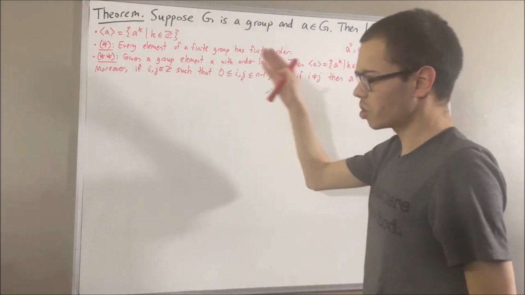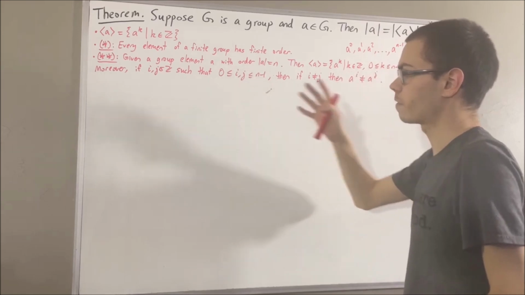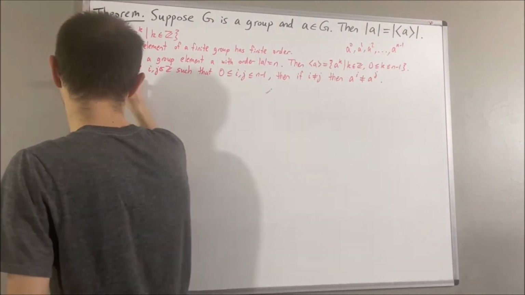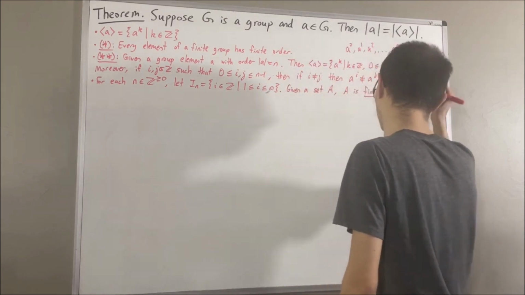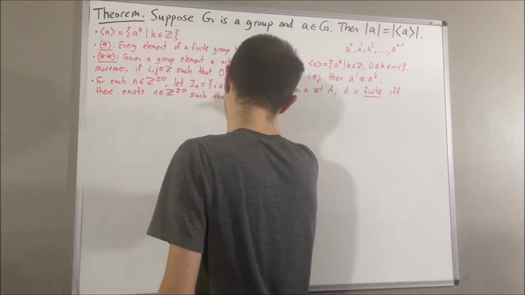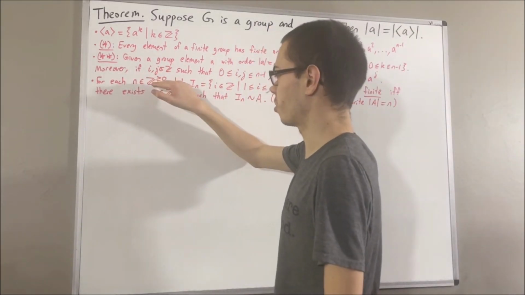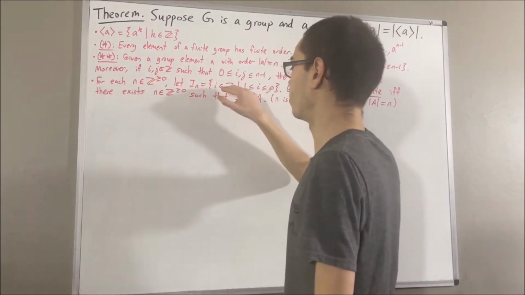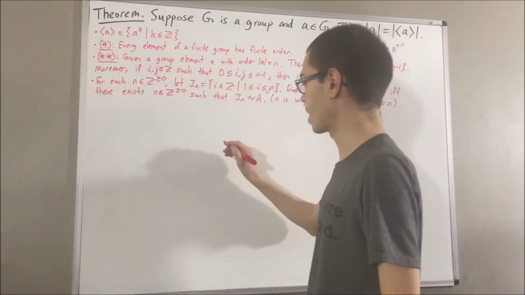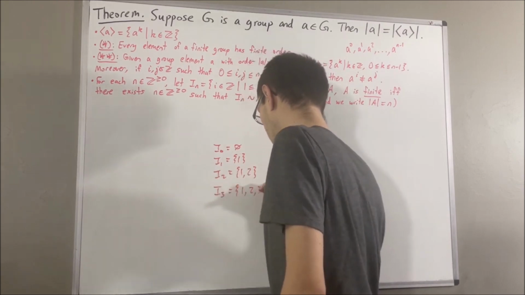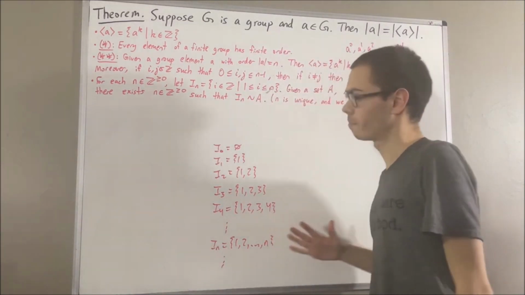And we're also going to be using the concept of a finite set in proving this theorem. And our definition is as follows. For each integer n greater than or equal to 0, let I_n be the set of integers between 1 and n. For example, this is what these sets would be.